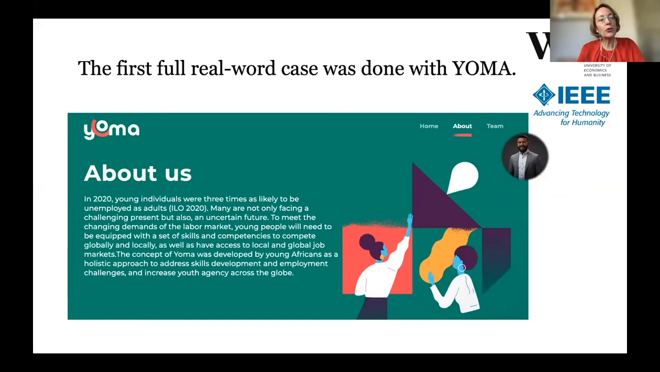UNICEF approached me 2.5 years ago, and they said, we have a problem in Africa. There are so many talented people out there somewhere in the villages, and they are never seen, and they don't get access to the job market, and companies won't find them. Is there a possibility to build a platform to identify these young talents?